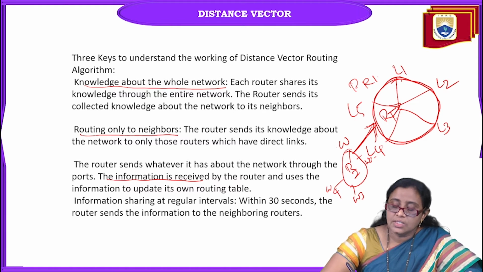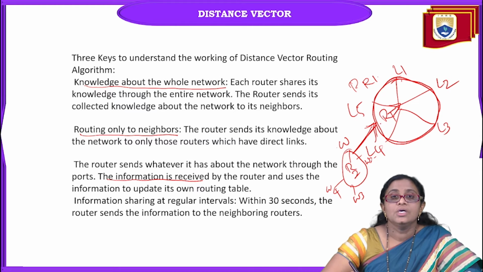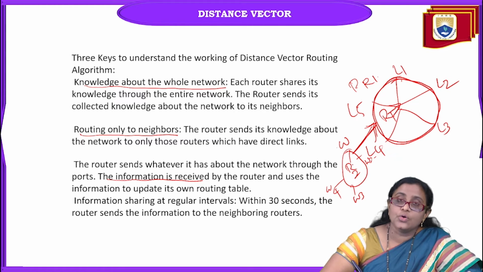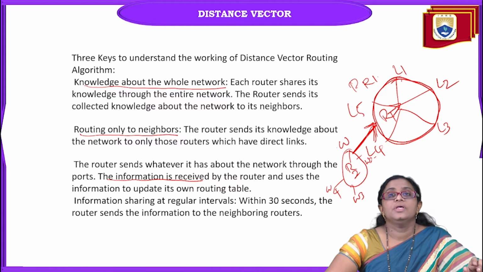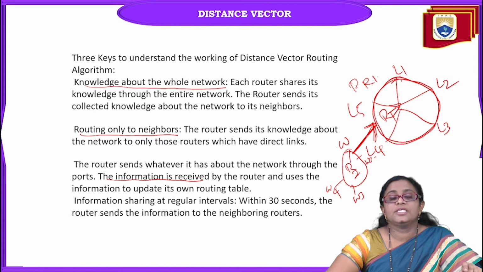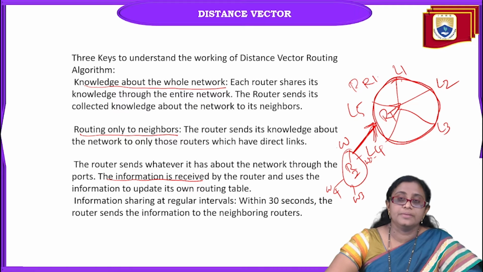So here the neighboring routers, like router 1, can share the information or knowledge it holds with router 2 by means of the direct link attached between router 1 and router 2. That is the second key concept to understand the distance vector routing algorithm.